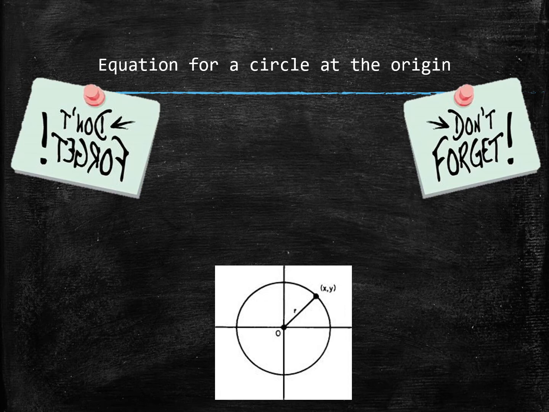Equation for a circle at the origin. Origin, if you don't know what that word means, that means 0, 0 on your graph. This is going to go into your formula briefcase. X squared plus y squared equals r squared. In that little picture, you can see any point on that circle has x and y coordinates, and r, if it's centered at the origin, 0, 0, is our radius of our circle.